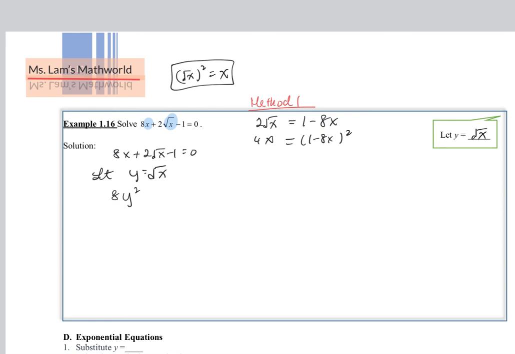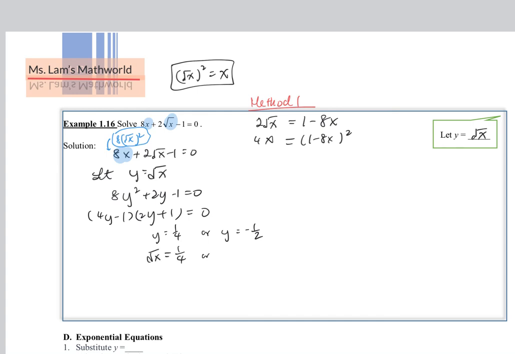y squared. Because this one is actually, we are using another color, x is square root x squared for this one. And then plus 2y minus 1 is equal to 0. So solve it, you get the values of y, and then we substitute back for square root x. So this time, for a square root number, it cannot be negative. So we just reject this one because the value is negative.